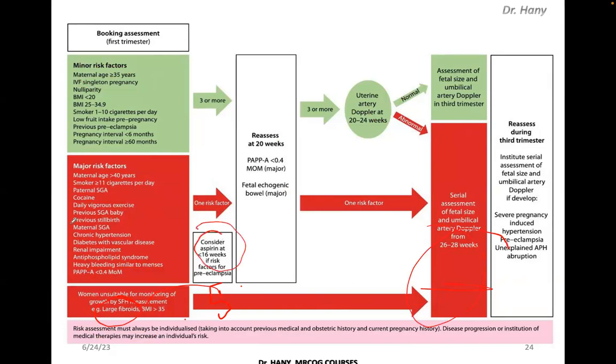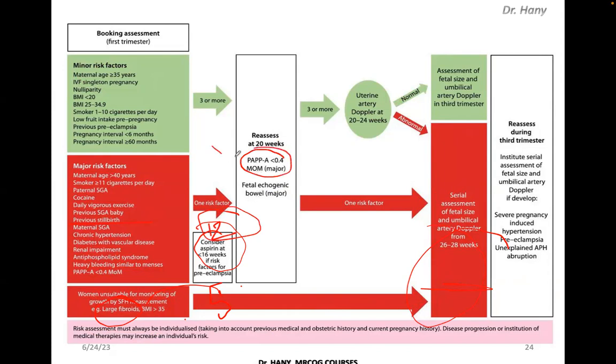Before 16 weeks, if you have previous hypertension, diabetes, any risk factor for renal impairment, antiphospholipid, or any risk factor for preeclampsia, I will give aspirin at 12 weeks. What I will forget, the low PAPP-A.